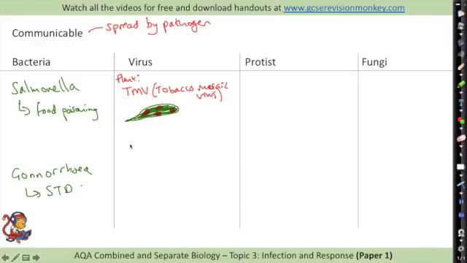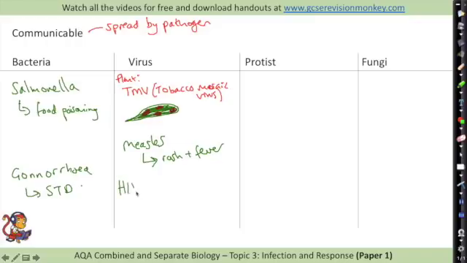Humans then, or animals, they can get the measles virus, and that is transferred by sneezes and cough droplets, and that has the symptoms of a rash and a really high fever, and you can get vaccinated against that one.